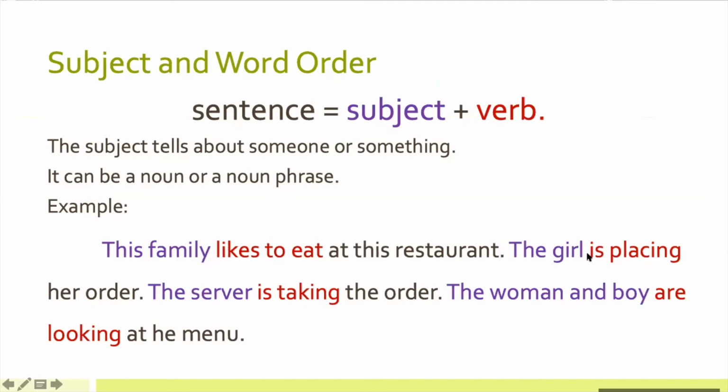The girl is placing her order. The server is taking the order. The woman and boy are looking at the menu. So the server is the subject. This will be taking places. This is a helping verb in this case. The verb likes to eat, is taking, are looking. But the woman and the boy, that is the subject, the girl is the subject, the server is the subject, and this family is the subject.